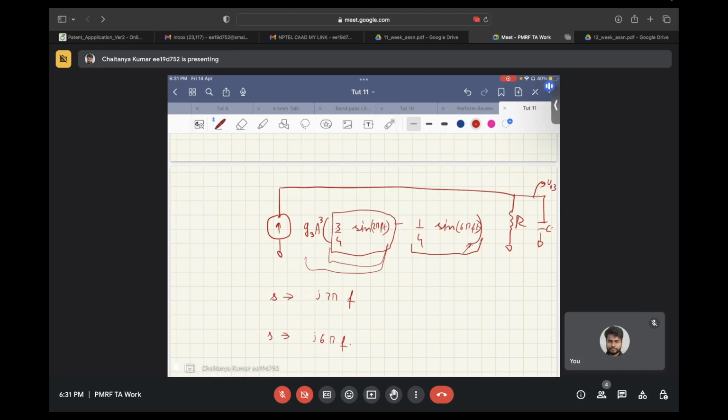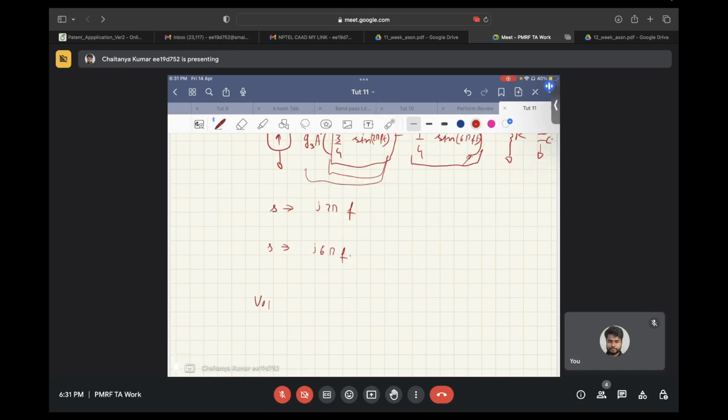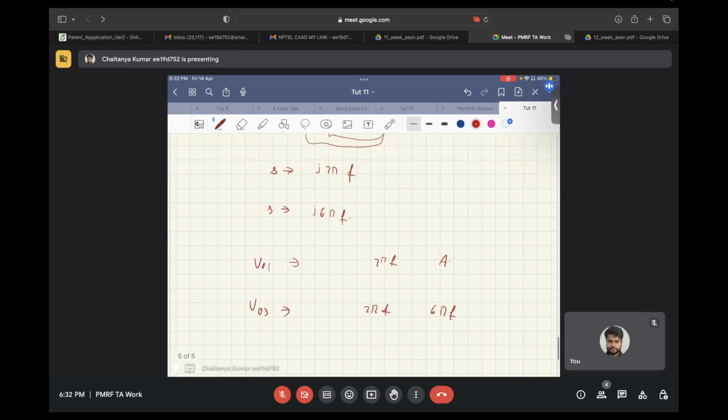Once you have found out V01 and V03: what does V01 contain? V01 contains a tone at 2πf. This will have some amplitude A. What will V03 contain? V03 will contain a tone at 2πf and a tone at 6πf. Now this amplitude will be much smaller than this A amplitude. Correct?